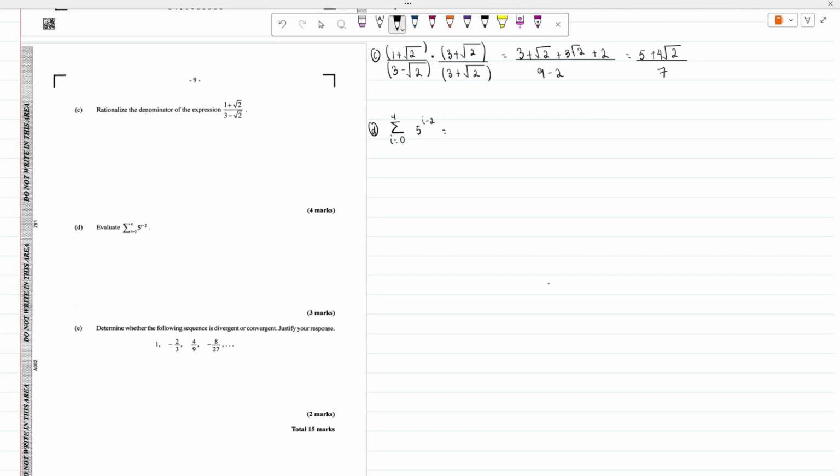So this is equal to 5 to the power of 0 minus 2, plus 5 to the power of 1 minus 2, plus 5 to the power of 2 minus 2, plus 5 to the power of 3 minus 2, plus 5 to the power of 4 minus 2. The top number tells us where to stop. This is equal to 5 to the power minus 2 plus 5 to the power minus 1 plus 5 to the power 0 plus 5 to the power of 1 plus 5 to the power of 2.